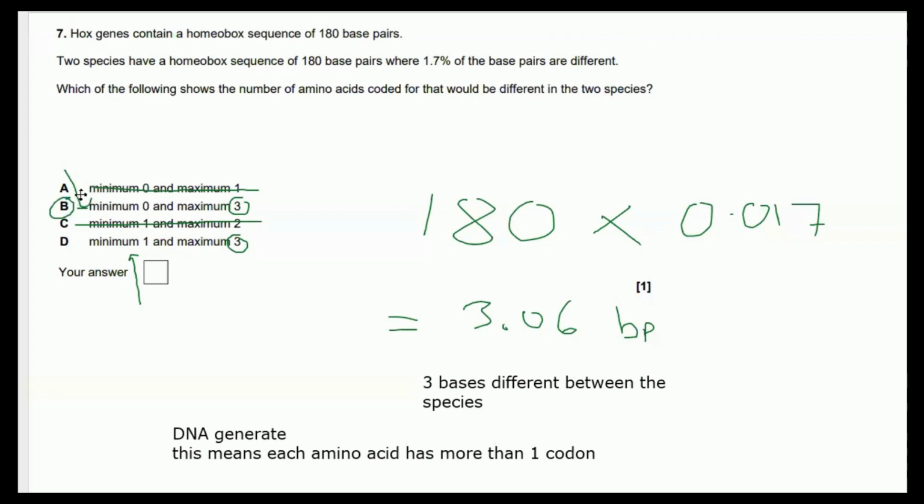Because if I'm just swapping the bases, it's not a frame shift. It's not a definite change in the base sequence, and it doesn't have to lead to different amino acids. So the answer is B. There's a minimum of 0 and a maximum of 3 different codons will be changed. If we change 3 bases somewhere along that DNA, then that could change up to 3 amino acids, a maximum. Okay, awesome. Hopefully you understood what I was waffling on about.